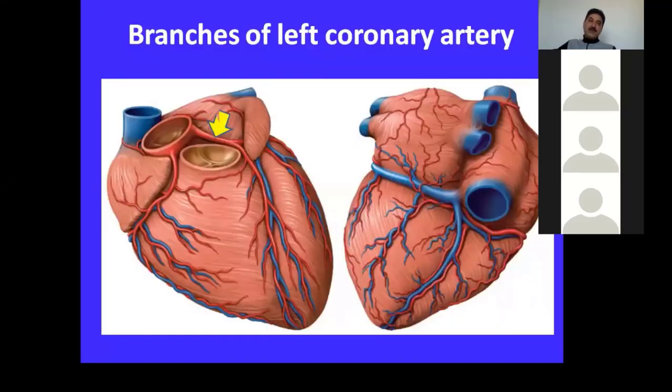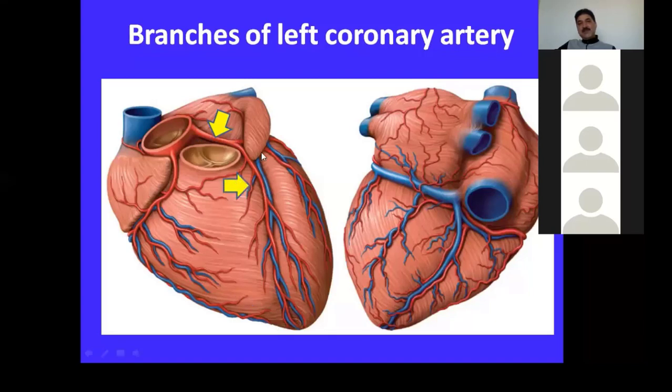Now again, we will go to this. This represents the sternocostal surface as well as the inferior surface of the heart in this slide. So which vessel is this? Which vessel is demarcated by this arrow? Left coronary artery. Very good.